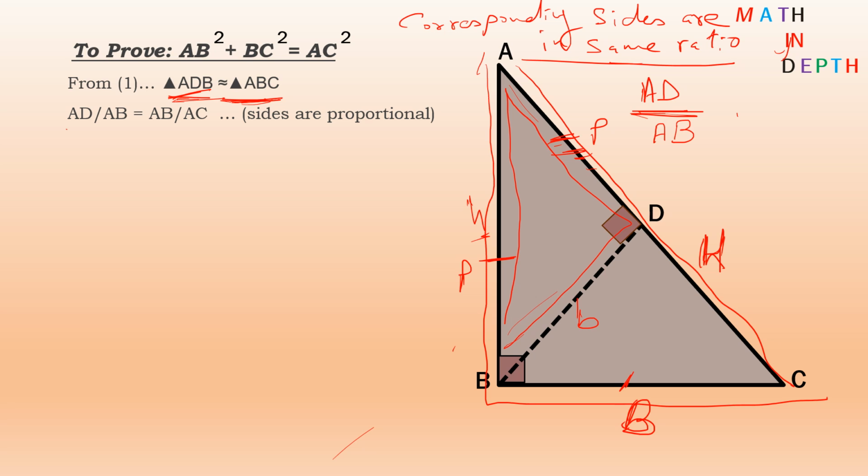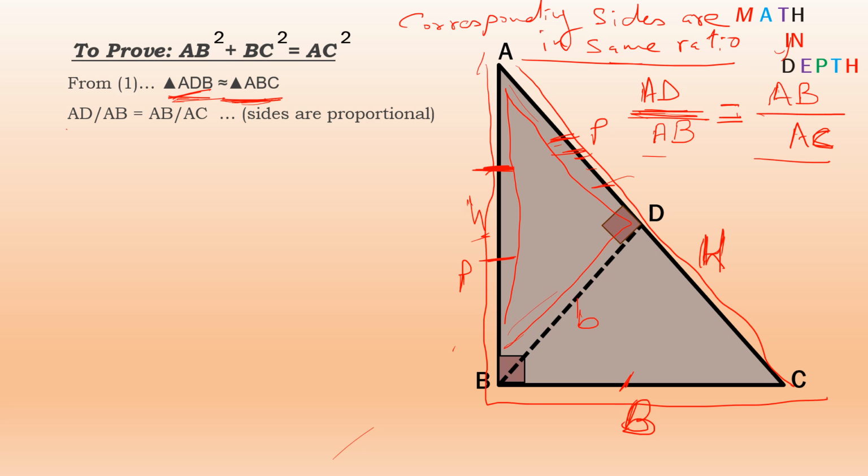So AD by AB will be equal to AB by AC. AB is the hypotenuse of the smaller triangle ADB, and the hypotenuse of the bigger triangle is AC. So these two corresponding sides are in the same ratio. Fine. These are the properties of similar triangles.